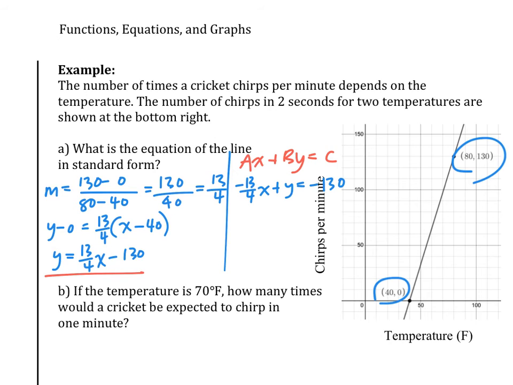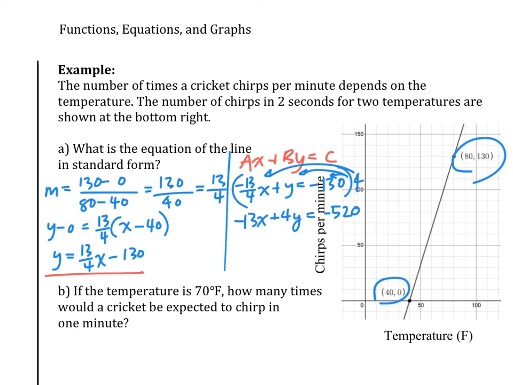Okay, now is this in standard form? No, because negative 13 over 4 is not an integer. It is a rational number. So what we have to do is we need to get rid of that fraction. And remember, I talked about this before. To get rid of a fraction, we multiply by the least common denominator, which is 4. So if we multiply by 4, remember that means distribute to every term. So 4 times negative 13 over 4x is minus 13x. And then 4 times y is 4y equals 4 times negative 130 is minus 520.